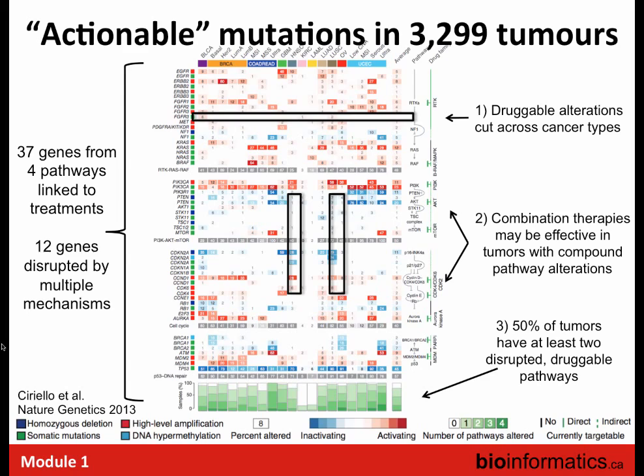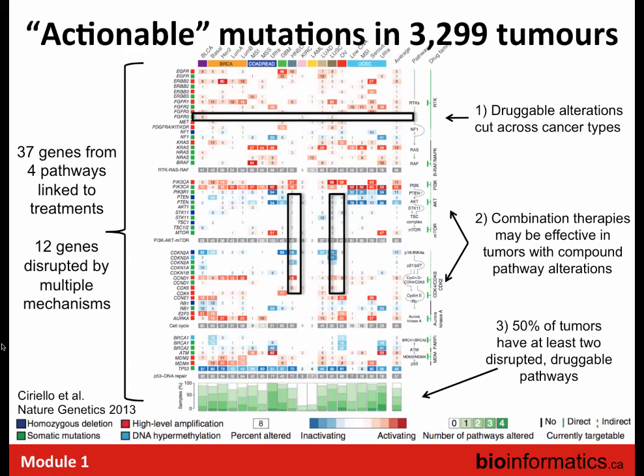First of all, that druggable alterations cut across cancer types. So BRAF mutations are not just restricted to melanoma. We've actually seen them at lower frequencies in other cancer types. So the same molecular mechanisms are getting repurposed in other cancers.